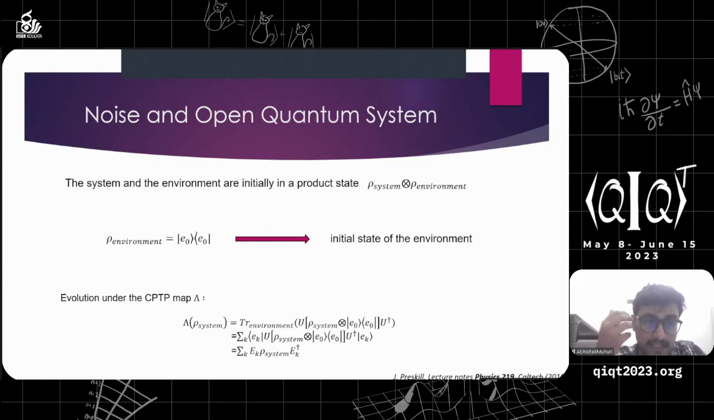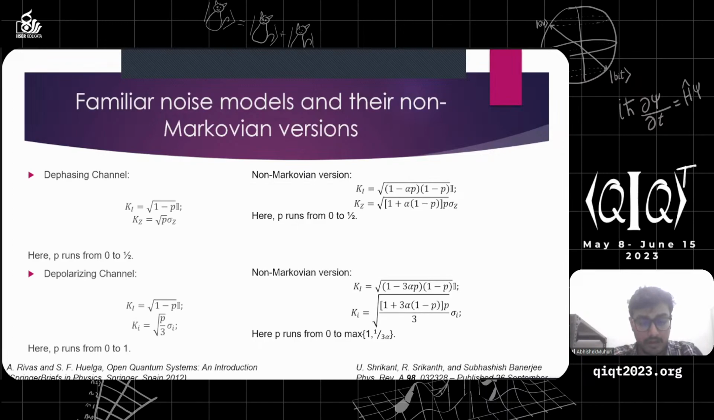To see the evolution of the system itself, we have to trace out the environment degrees of freedom. And we get E_k rho E_k daggers. These E_k are the Kraus operators of the evolution. We can see that if we impose the condition that the summation of E_k dagger E_k is the identity matrix, then this evolution is trace preserving.